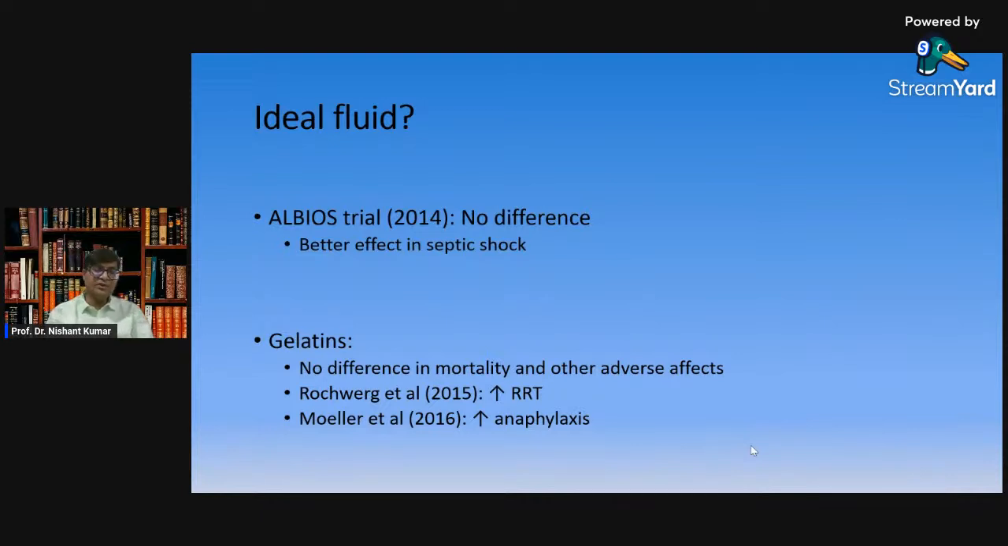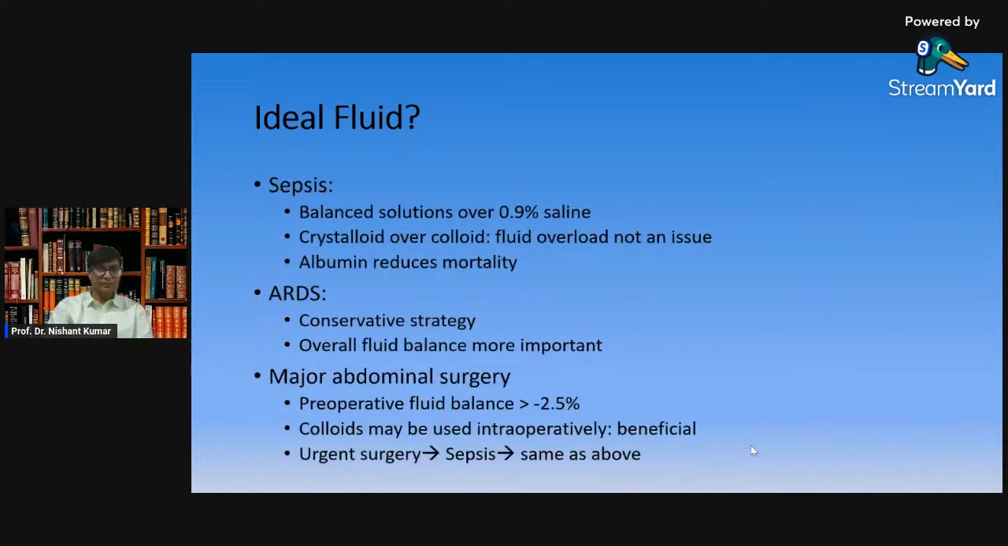2015, they showed that there was an increased incidence of RRT, but then again, the strength is not very good. 2016, they showed increased anaphylaxis, but again, the evidence is not very strong. But then, something which can be met by crystalloids by going for gelatins. So, for sepsis, please prefer balanced solutions above 0.9% saline, crystalloid over colloid. Okay, and fluid overload with crystalloid is not an issue.